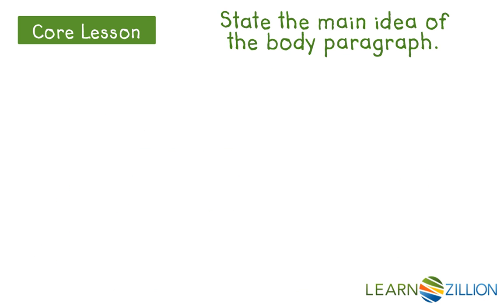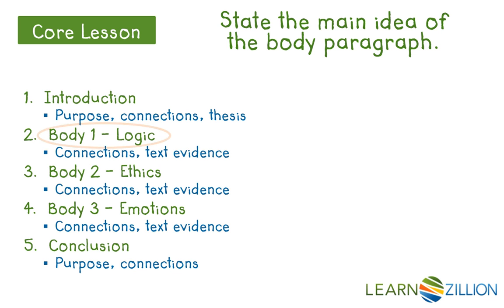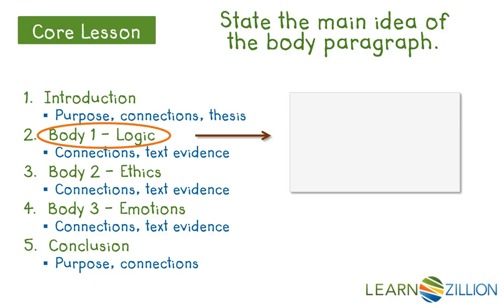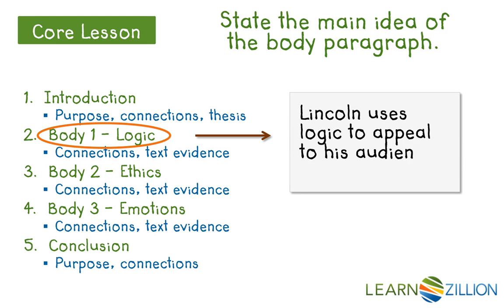So first, state the main idea of the body paragraph. Let's work on the first body paragraph. Here we are going to be writing about Lincoln's appeal to logic. So let's write a basic topic sentence that will serve as the main idea of this paragraph. Lincoln uses logic to appeal to his audience's reasoning. We can expand on this topic sentence after we gather all the ideas for the paragraph and work on drafting it, because then we'll have a better idea as to exactly how Lincoln uses logic to appeal to his audience from the quotations we've selected.